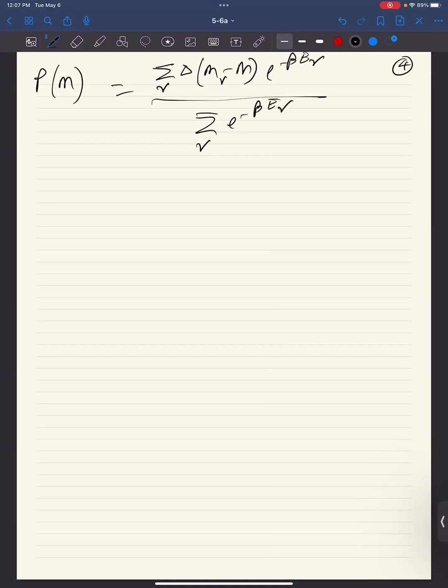So those who did Wang Landau, this is like histogramming. That's what you're doing with a weight.